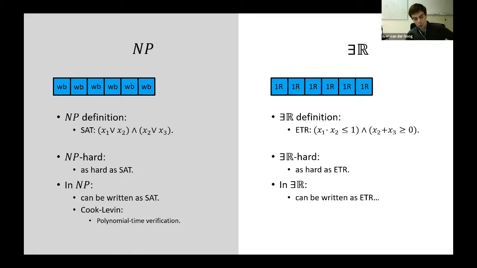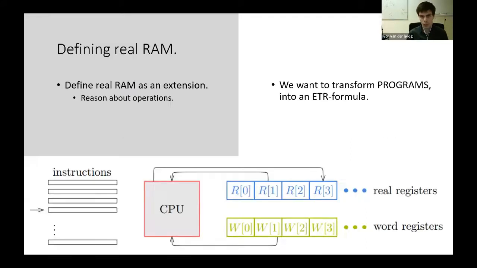Now, there is no such statement yet for the class ETR. It means that it's kind of hard to show that problems lie in the existential theory of the reals. So what we want is a way to transform a real RAM computer program, a polynomial time verification algorithm in the real RAM, into an ETR formula. But before we can do this, we first revisit the definition of the real RAM.